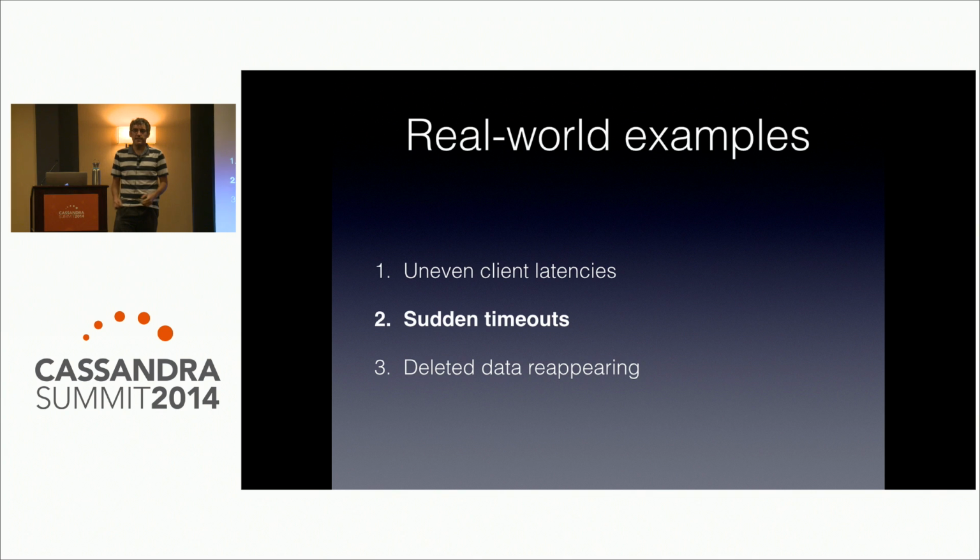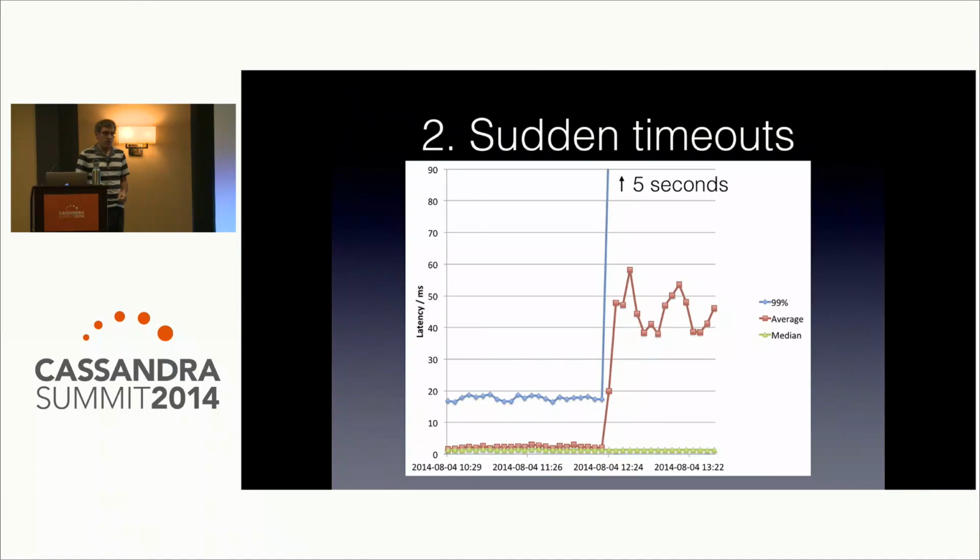So this is sudden timeouts. The cluster suddenly started giving timeouts. So this was the latency graph. This is storage proxy latency from Cassandra. I've got the average, by which I mean mean, and the median and the 99th percentile latency. So the average goes up quite a lot. The median is the same, and the 99th percentile has shot up. So this is consistent with a few percent of your queries timing out. The timeout is 10 seconds. So that's the kind of thing you see when you get a few timeouts in Cassandra.